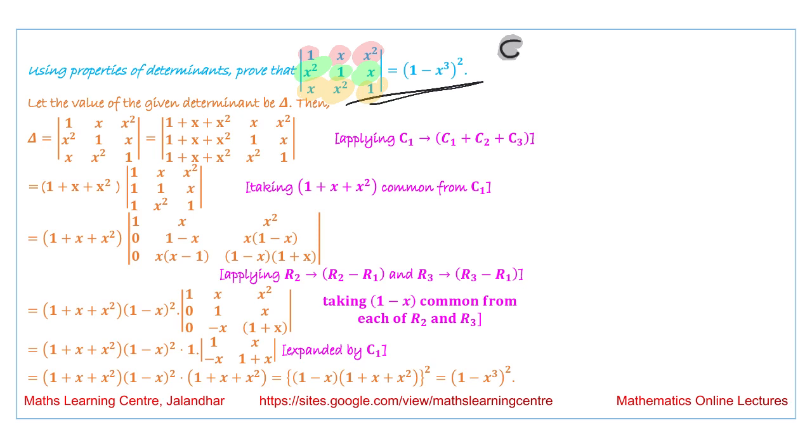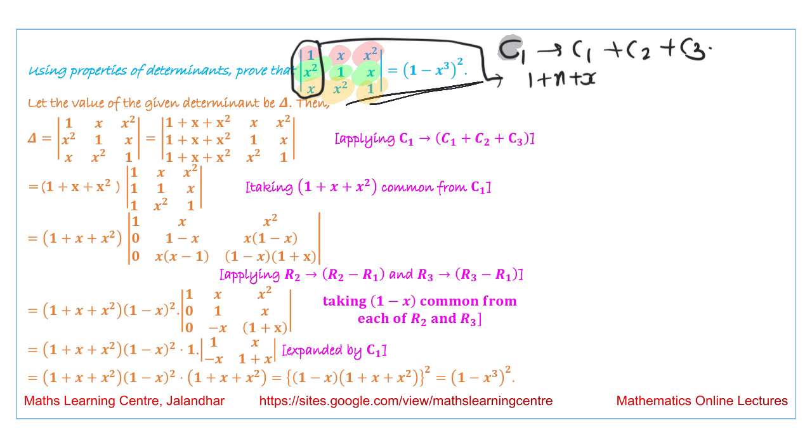column 1 plus column 2 plus column 3. Then the elements of this first column will come in the form 1 plus x plus x square. All these values come in this form. So we are obtaining the determinant in this form.